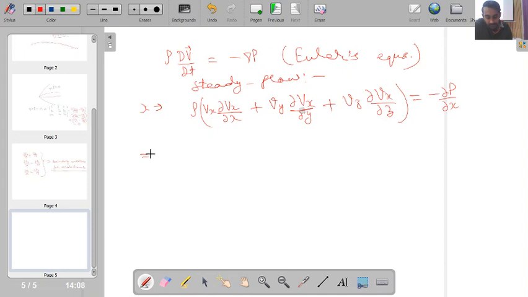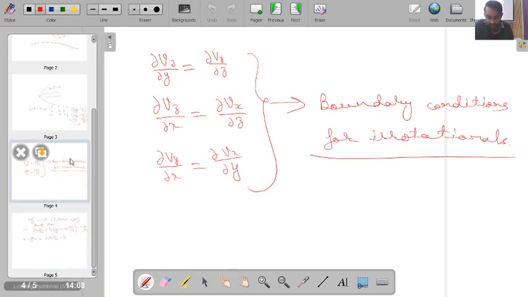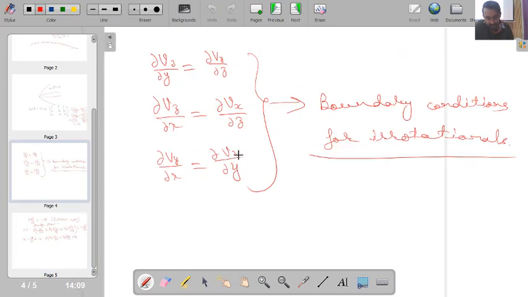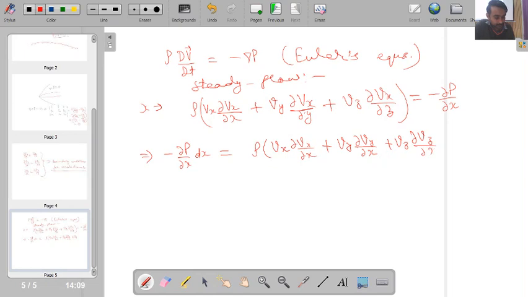Now I can write minus del p by del x, multiplied with dx, equal to rho times vx into del vx by del x plus vy into, now for the irrotational flow situation, in place of del vx by del y I can write del vy by del x, plus vz times, in place of del vx by del z, del vz by del x. And outside I have taken dx.